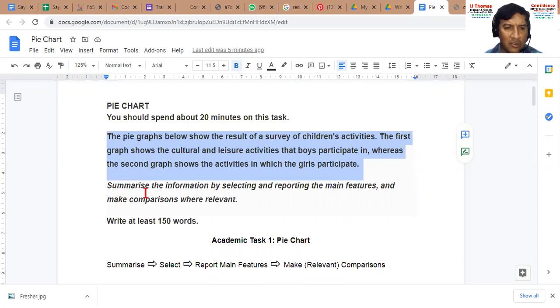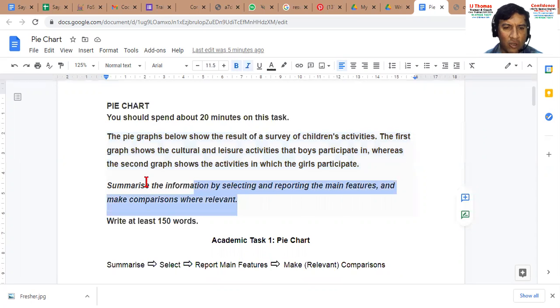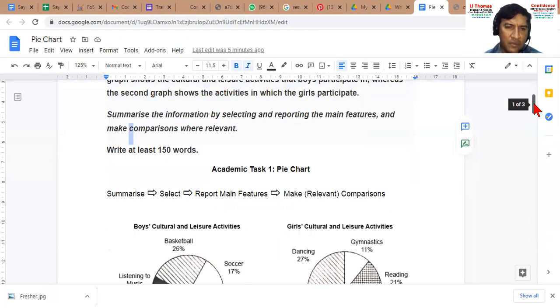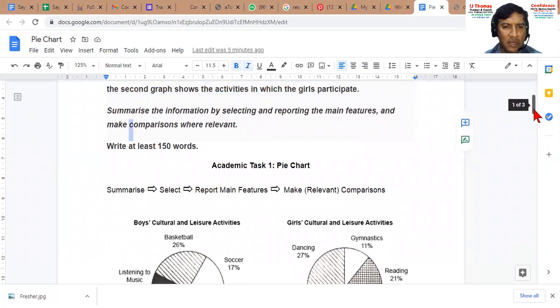If you notice these questions, the task is always the same. You have to first of all summarize, you have to select and report the main features and make comparisons. So four things: summarize, select, report main features, and make comparisons where relevant. Minimum 150 words, so you should be aiming for more than that. Around 160, 170 will be nice.